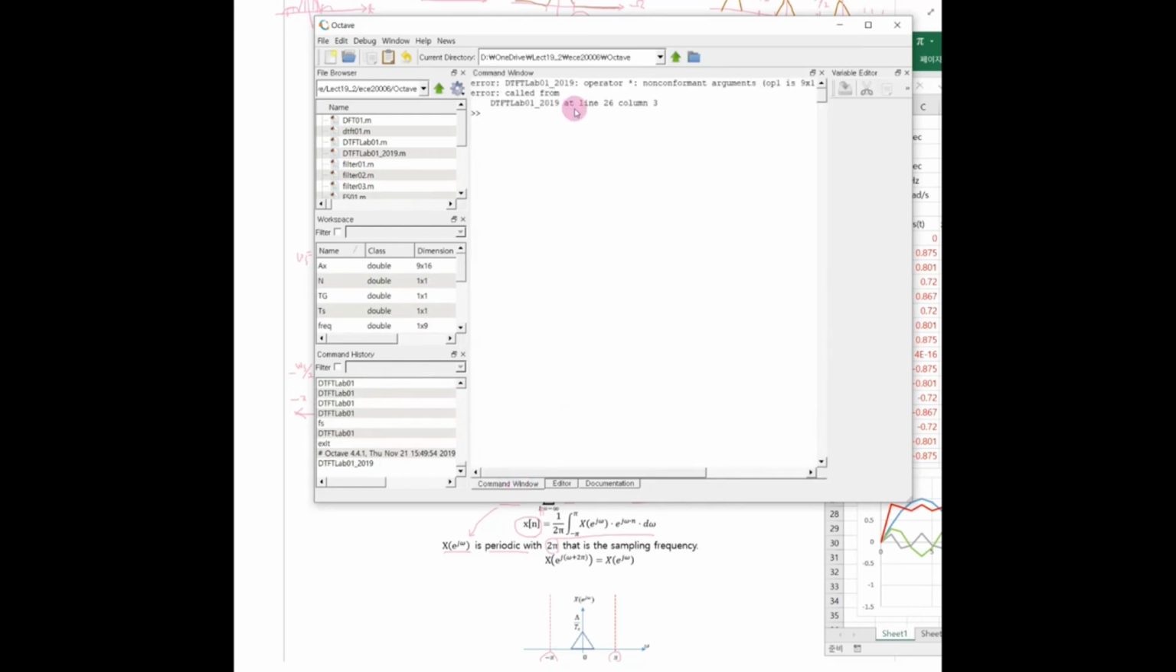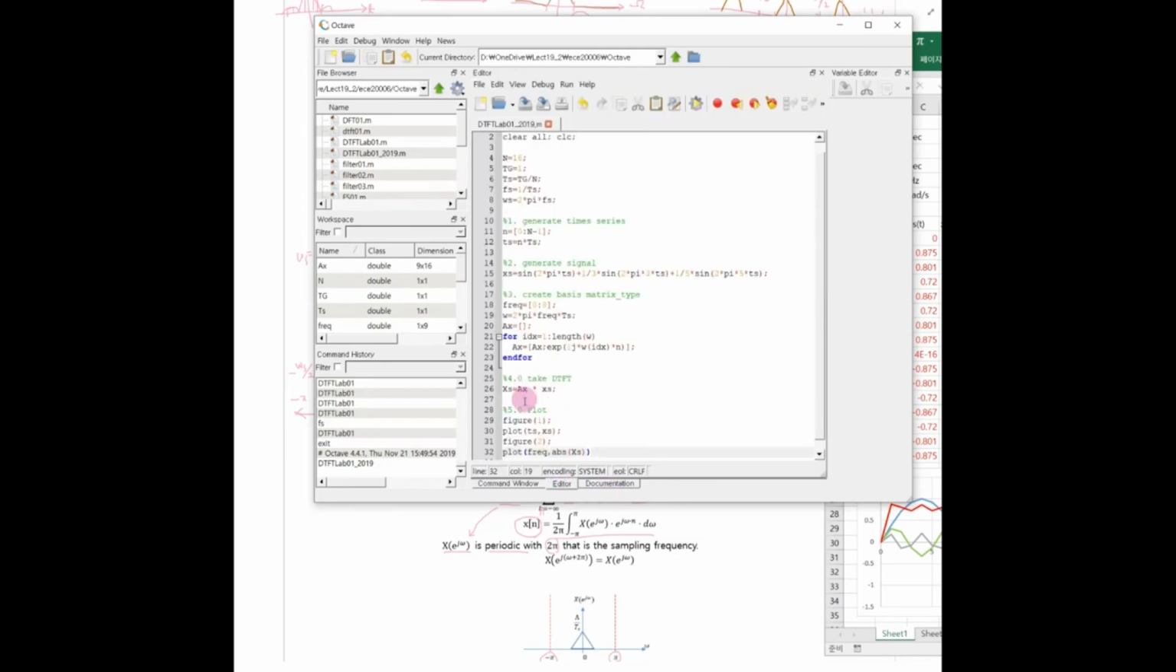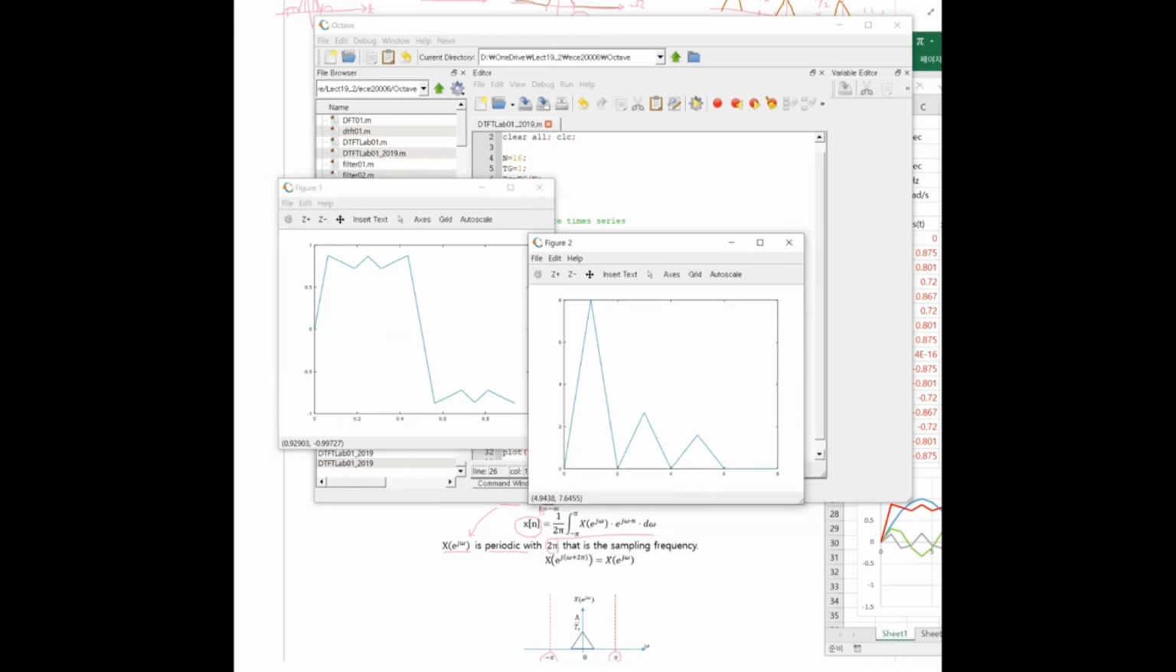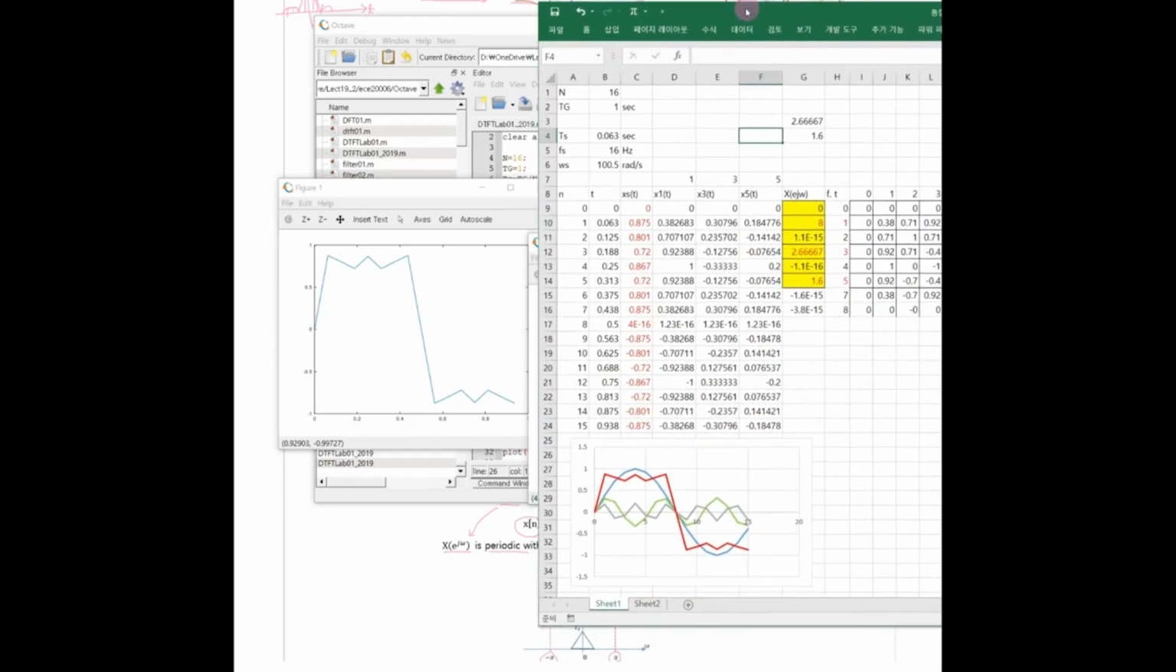Okay, here is an error at line 23, column 3, line 23, 26, 26. The column should be taken this way, because this is basically not a row matrix, it's a column vector. So I make it a row vector. Then, okay, it's working. Then I can see here, this one is a time domain plot, and this one is the spectral contents.